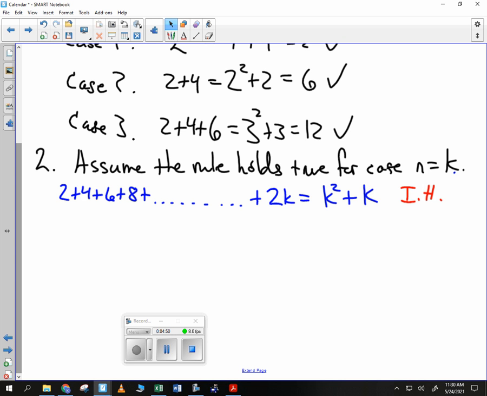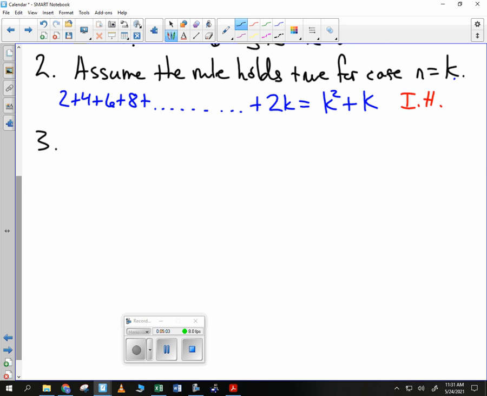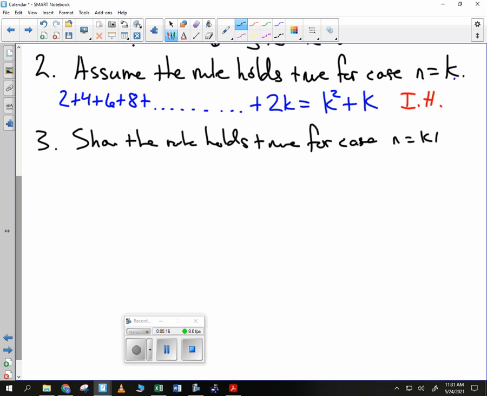Any question how we came up with that? Okay, then the third one, there was a question first hour. We'll see if you guys get it, but please write out 3, which is show the rule holds true for case n equals k plus 1. And see if you can write the expansion for what that looks like.